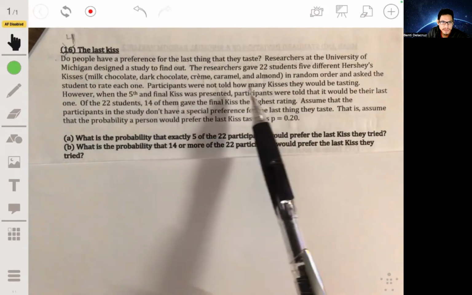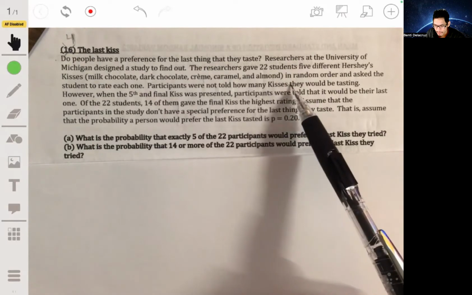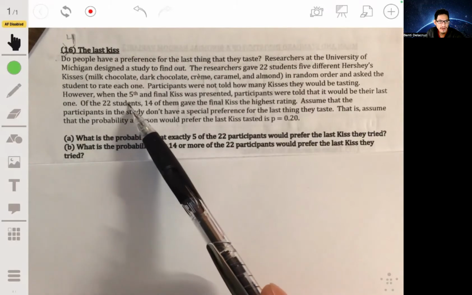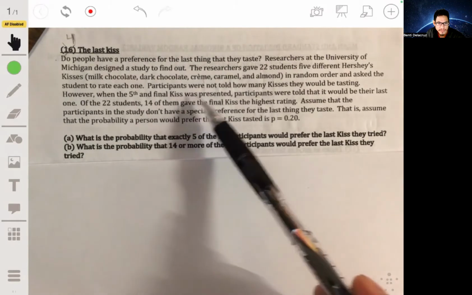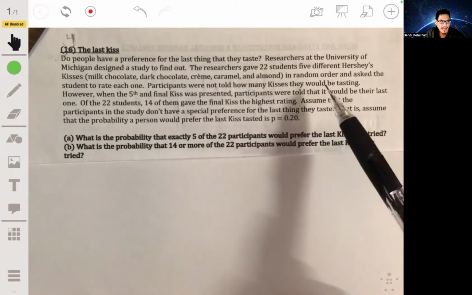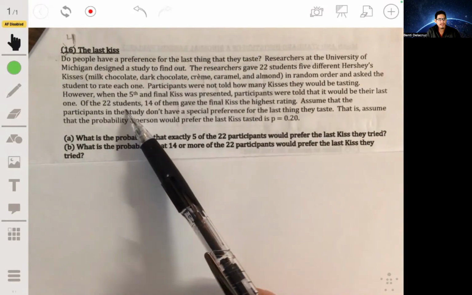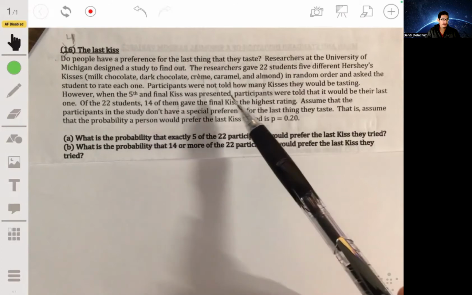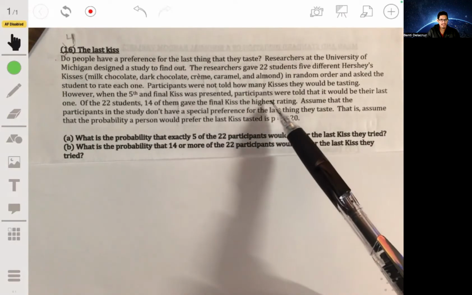Participants were not told how many kisses they would be tasting. So they didn't know if it was going to be the last one, or if they had a couple more. However, when they got to the 5th one, which was the final kiss, they were then told that was going to be the last one they were going to have. From those 22 students, 14 of them gave that final Hershey's Kiss the highest rating.